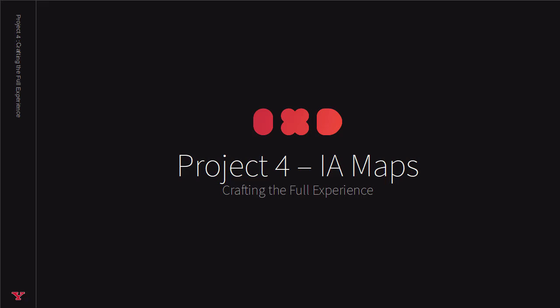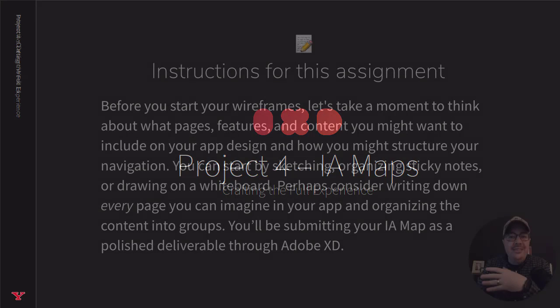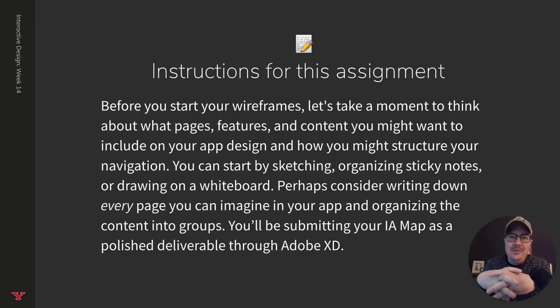So let's go over the instructions for this assignment. Before we actually start our wireframes, very similar to what we did for project number 2, you're going to take a moment to think about the pages, the features, the content that you might want to include in your app design and how you might structure your navigation. You can start by sketching things out or organizing your sticky notes, drawing everything on a whiteboard if you have that. But perhaps also consider starting with writing down every single page that you would imagine to include in your app.